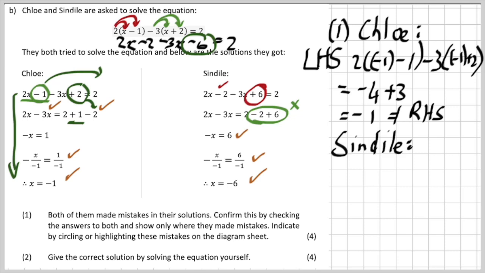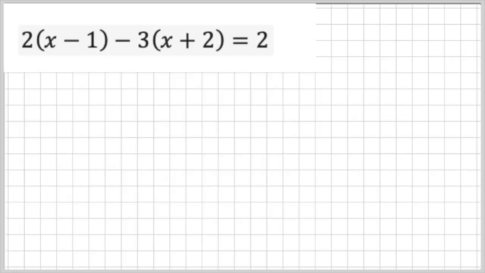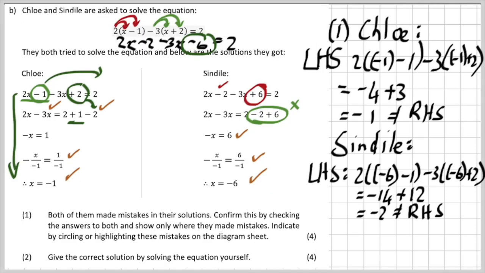Now let's go over to Sandile. By substituting into the left-hand side, putting it in my calculator, I get negative 14 plus 12, and that is negative 2, which is also not the same as the right-hand side. Oh my hat. So let's quickly now look at actually solving that sum as they're asking me in B. Just for interest's sake, did we circle where she made mistakes? Yes, we did. So now we can go to B.